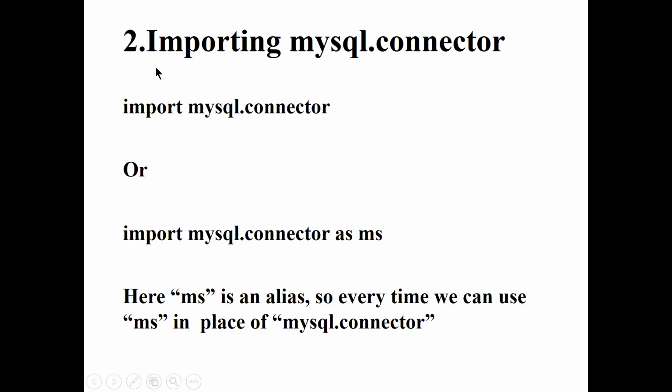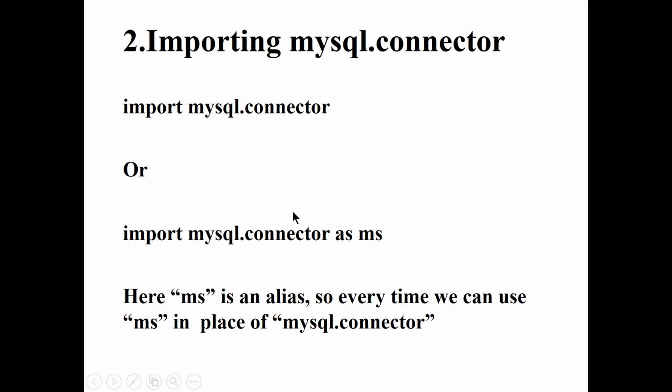Here, importing mysql.connector, you can do it as import mysql.connector, or you can write it as import mysql.connector as ms. Here ms is an alias name. You are giving it another name, so you can use this name instead of mysql.connector in your program. Every time we can use ms in place of mysql.connector.